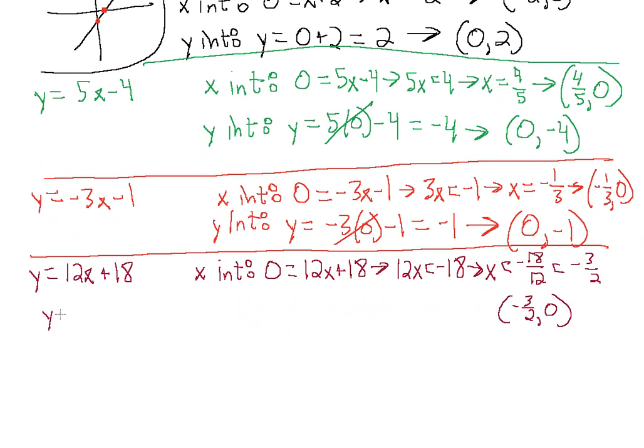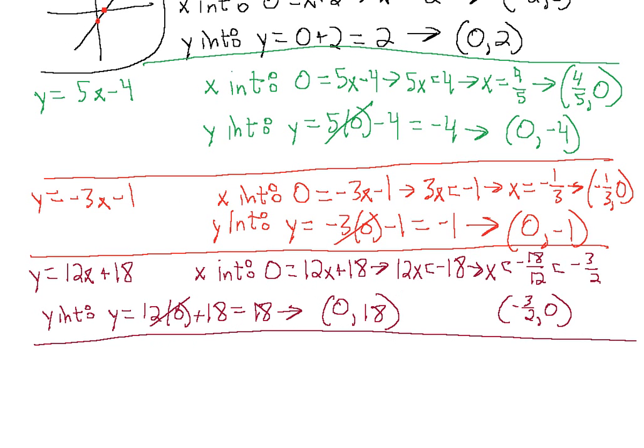That's the coordinate point for our x-intercept. Let's find our y-intercept. How do we do that? Well, we just plug in 0 for x. We have y equals 12 times 0, plus 18. 12 times 0 is 0, so y equals just 18. And our y-intercept is 0 for x and 18 for y. Very simple.